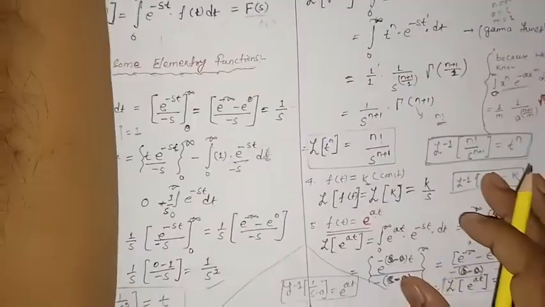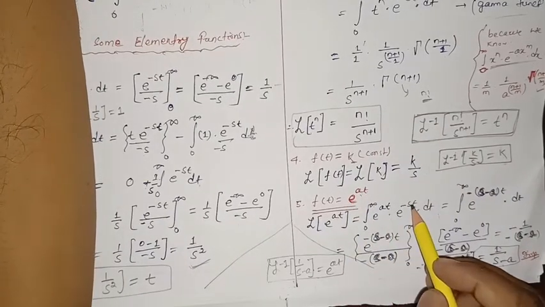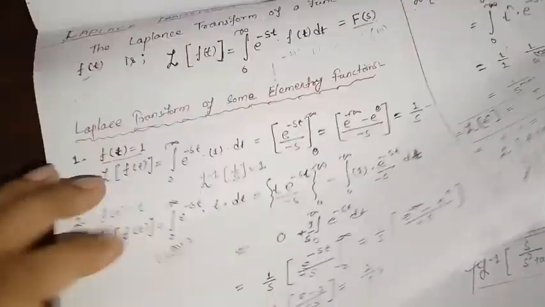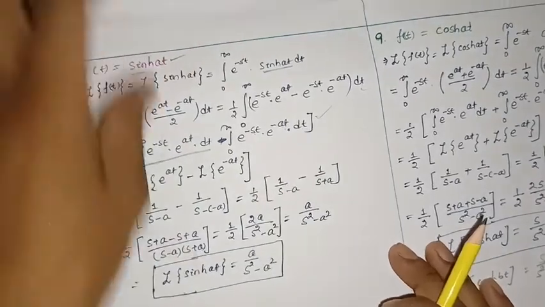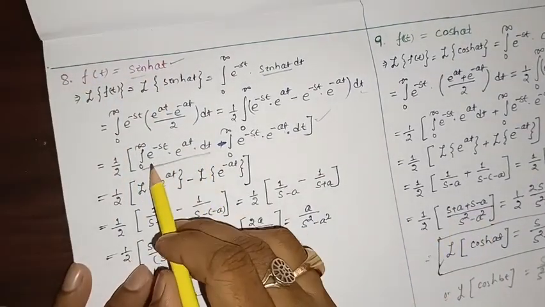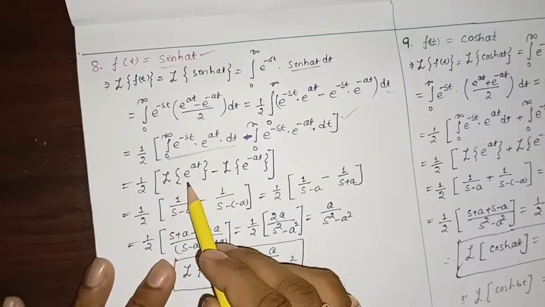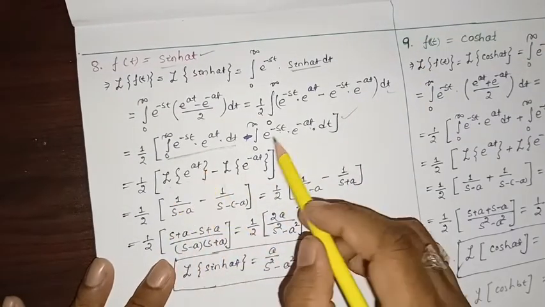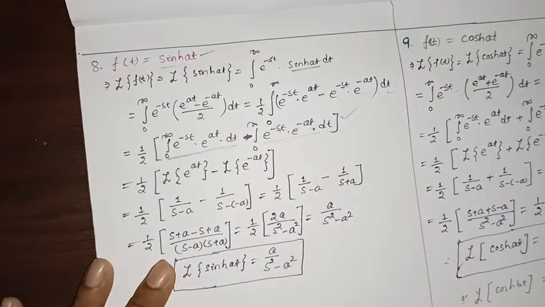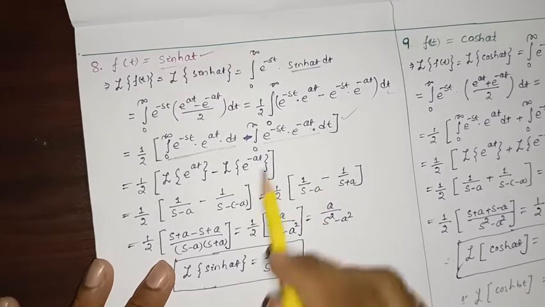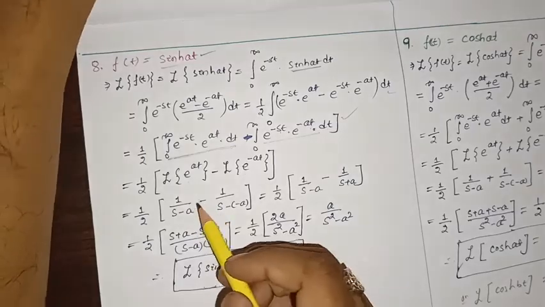How are we going to write? E to the at Laplace transform is nothing but e to the at into e to the minus st dt. So same thing is there, same thing here also, e to the minus at into e to the minus st dt. That means Laplace transform of e to the minus at. Okay, so Laplace transform of e to the at we found how much?